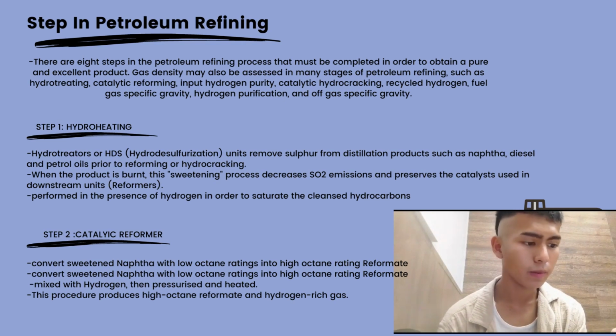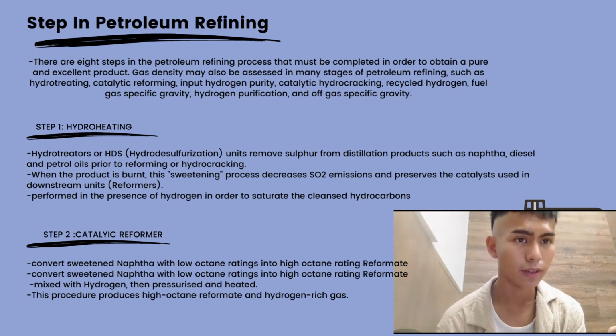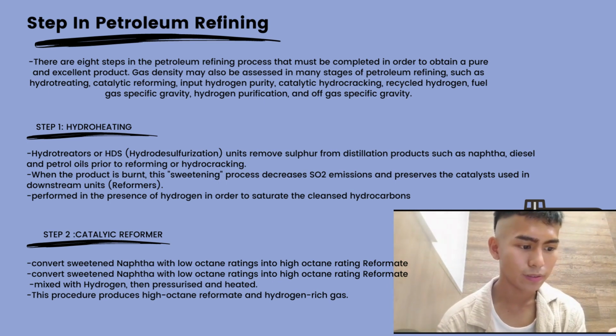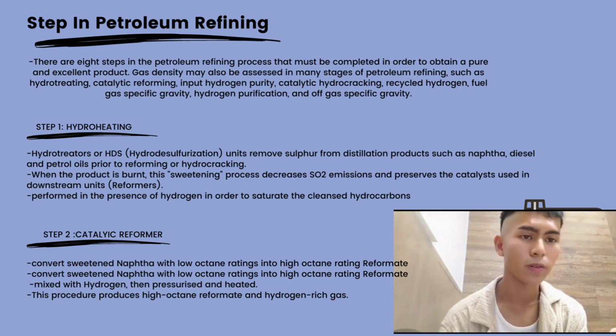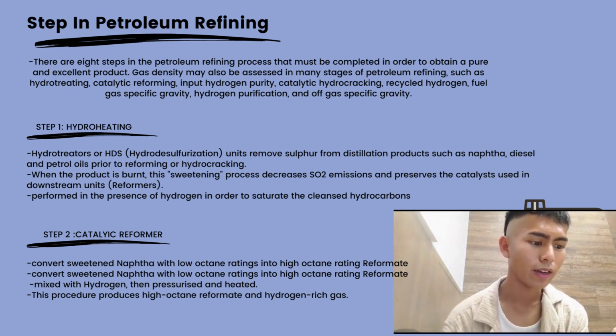There are 8 steps in the petroleum refining process that must be completed in order to obtain a pure and excellent product. Gas density may also be assessed in many stages of petroleum refining, such as catalytic reforming, hydrogen purity, catalytic hydrocracking, recycled hydrogen, fuel gas specific gravity, hydrogen purification, and gas specific gravity.